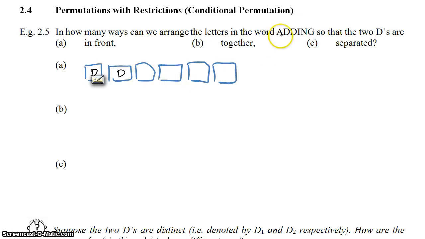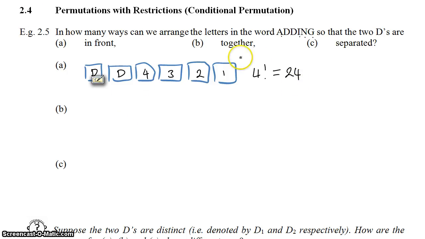Well, I've actually got 4 distinct letters now. None of them are repeated. So I've got 4 choices for here, 3 choices for here, 2 choices for here, 1 choice for here. So that means my answer to part A is just 4 factorial ways. 4 factorial, of course, being 24.